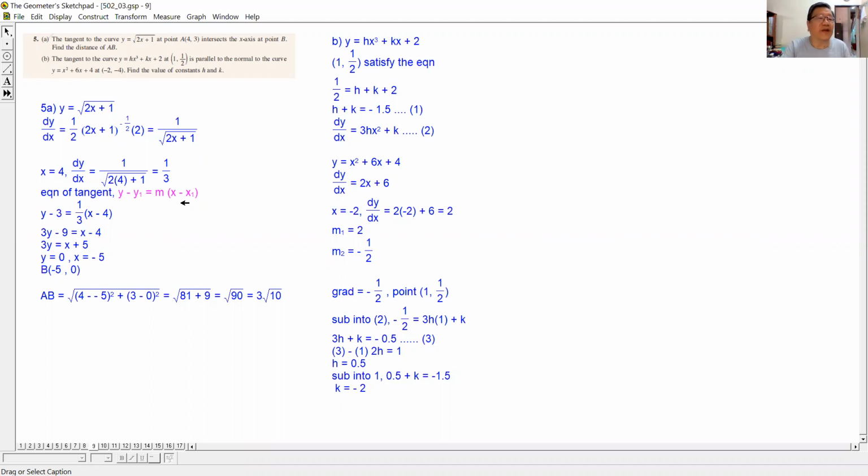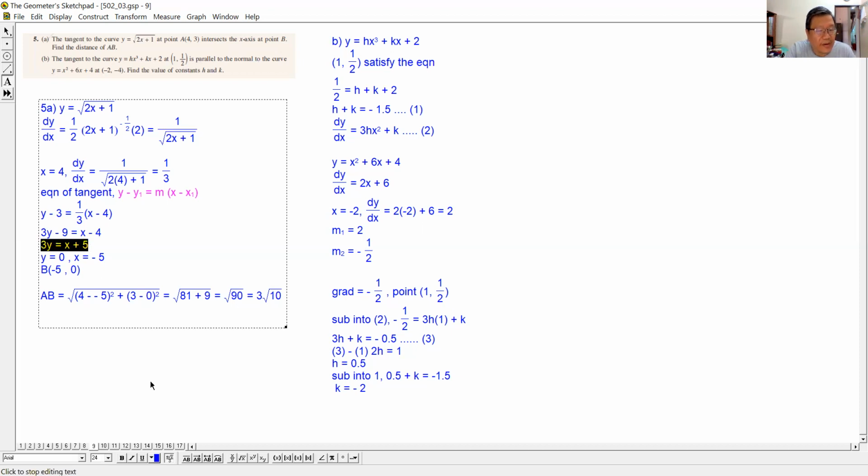Yes, I can find the equation of tangent using this formula: y minus y1 equals m(x minus x1). So substituting 1/3 as the gradient, 4, 3 as the point, and you get this. This is the equation of tangent. You substitute in the point and the gradient, you can find the equation of tangent.